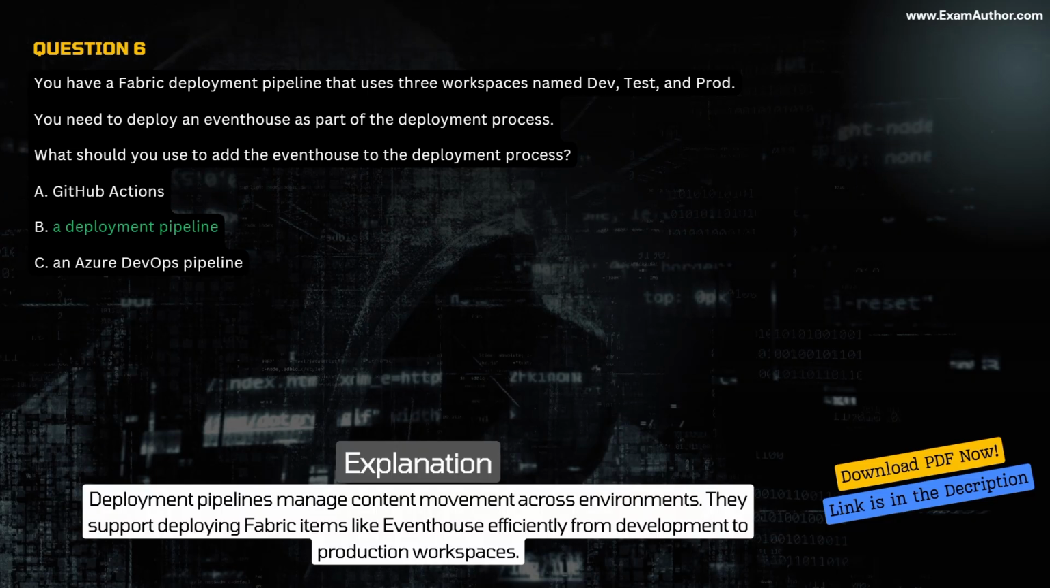Explanation. Deployment pipelines manage content movement across environments. They support deploying Fabric items like Event House efficiently from development to production workspaces.